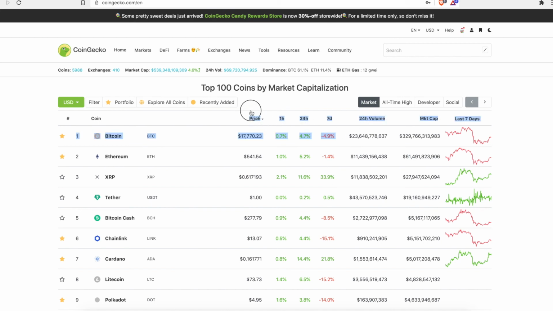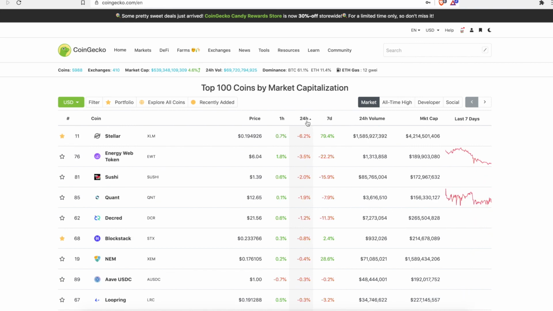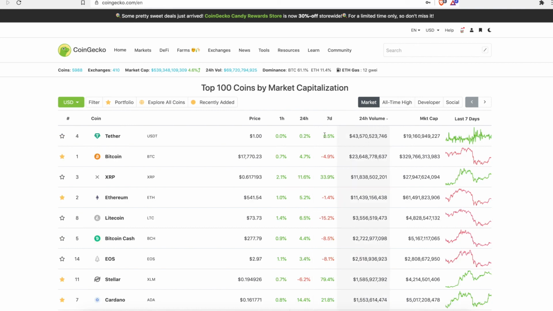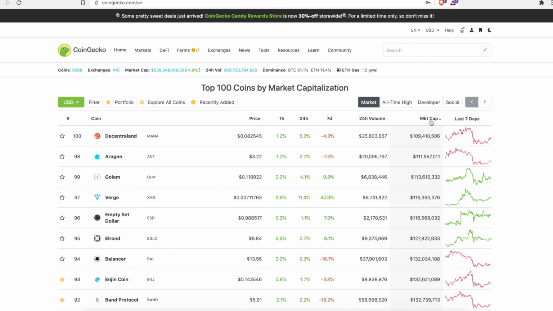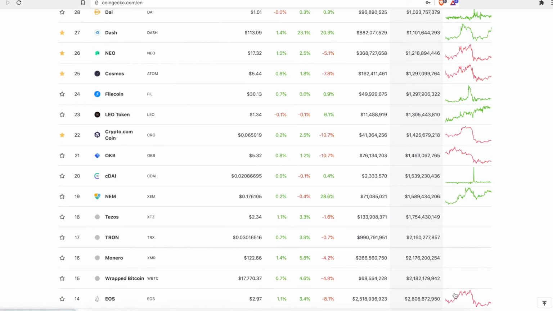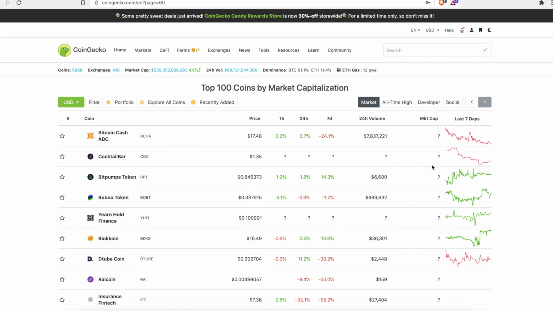Oh, there's another thing I forgot to show you. This is the 1 hour, 24 hour, 7 day. So if you're really curious what happened in the last 24 hours, who went up the most or who went down the most. The 24 hour volume, who had the most volume, Tether had the most volume. Who has the highest market cap? Bitcoin, obviously. Who has the lowest market cap? Well, this is out of the top 100. So you got to go down to the bottom. And you can hit 60.